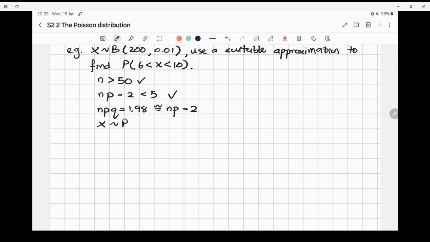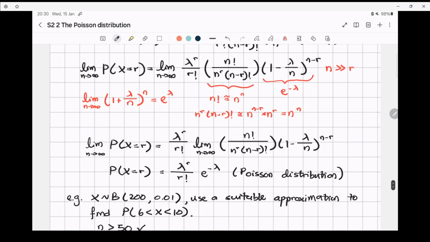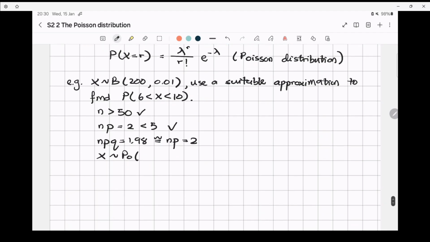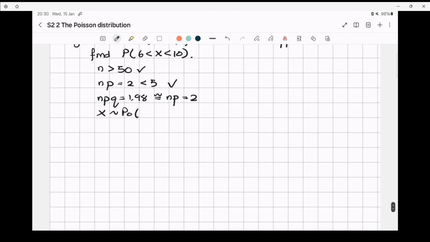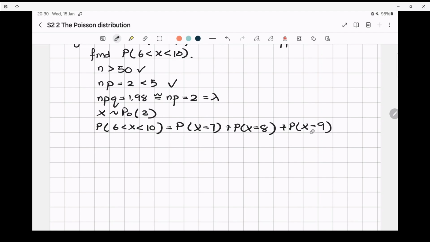So you use Poisson distribution to approximate your binomial distribution. So the mean will be equal to 2. So then you are required to find this particular probability. So you can write down this will be X equals to 7, X equals to 8, X equals to 9.